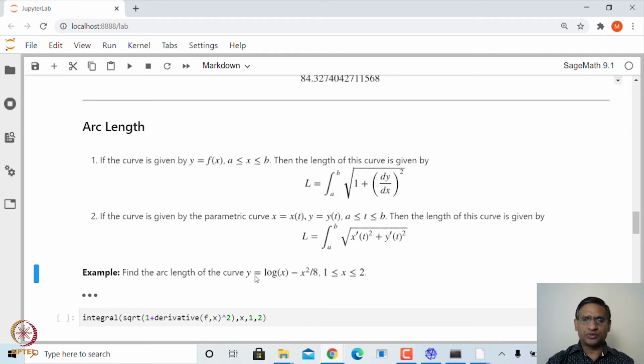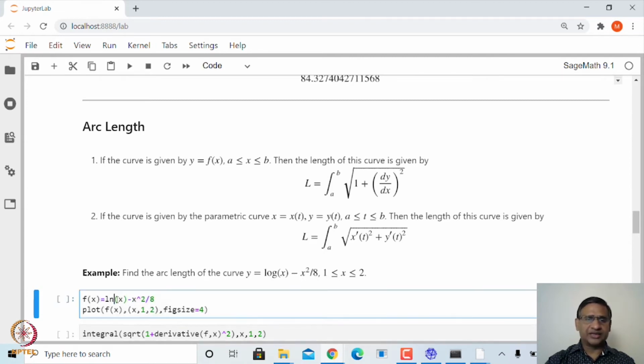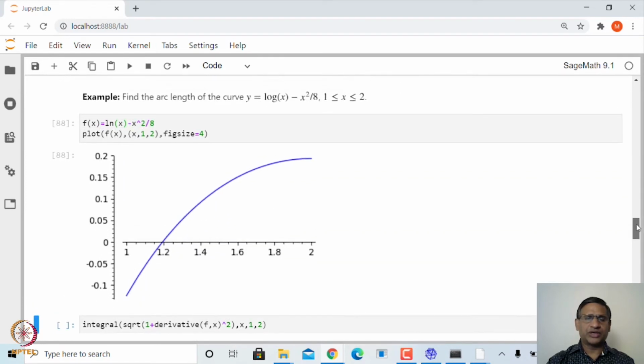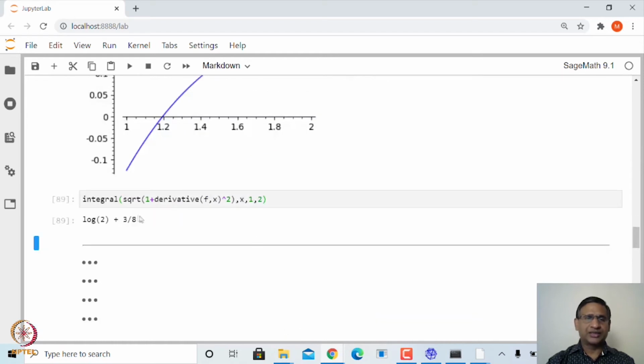Suppose you have the curve y equal to log x minus x square upon 8 between 1 and 2. First let us plot the graph of this function. This is how the graph looks, and its arc length is the integral of square root of 1 plus the derivative of f with respect to x squared, with x varying from 1 to 2. This is log 2 plus 3 by 8.